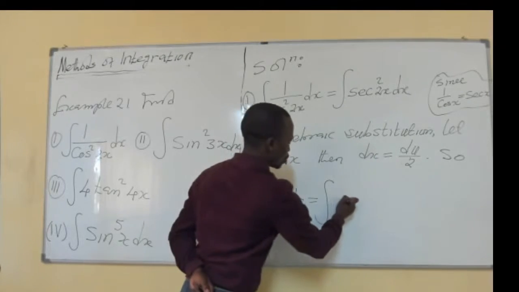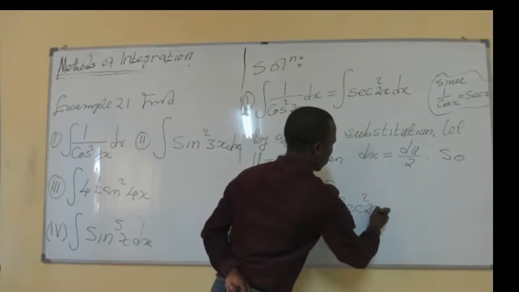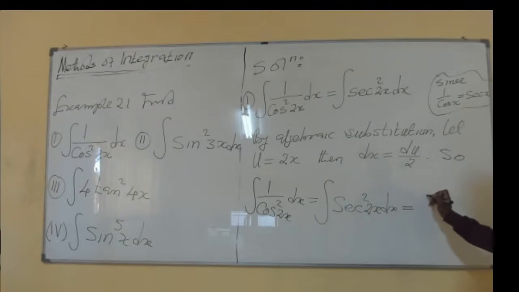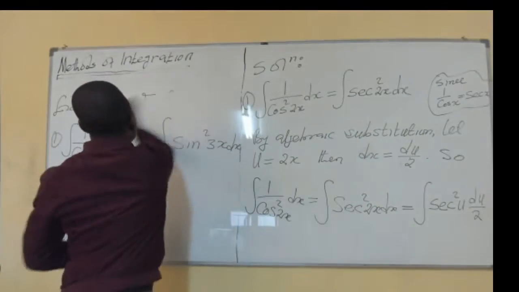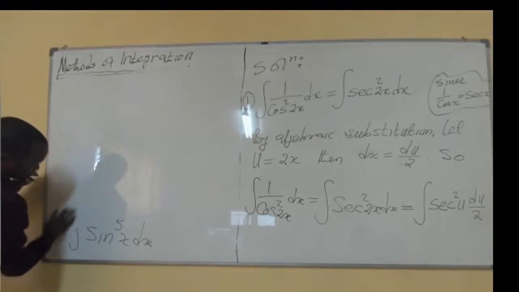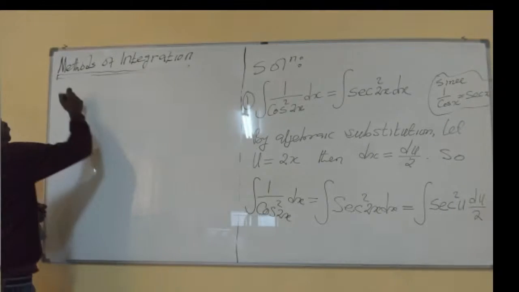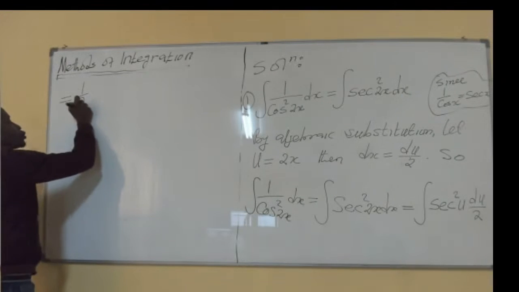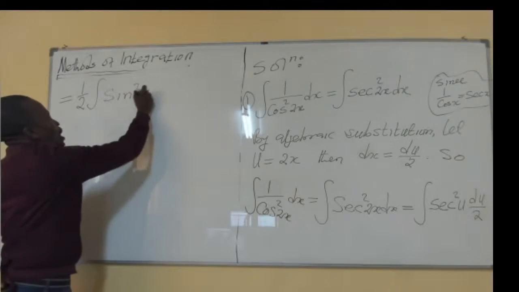which is equal to the integral of sec squared of 2x with respect to x, this is equal to the integral of sec squared of u du over 2, which is just equal to 1 over 2 the integral of sec squared of u du.